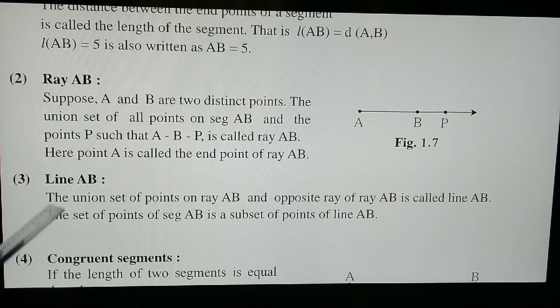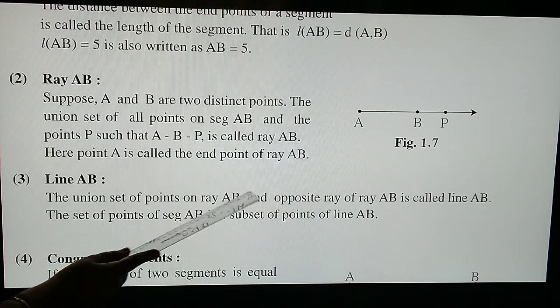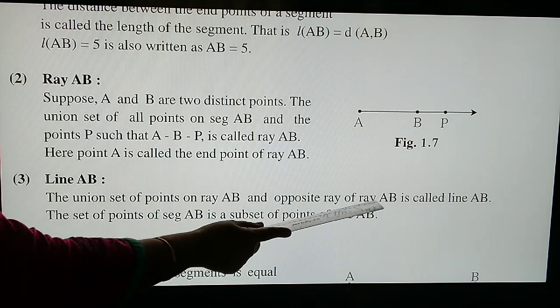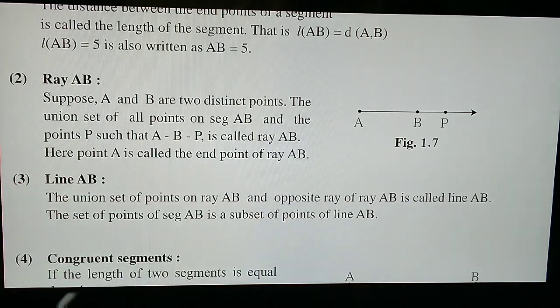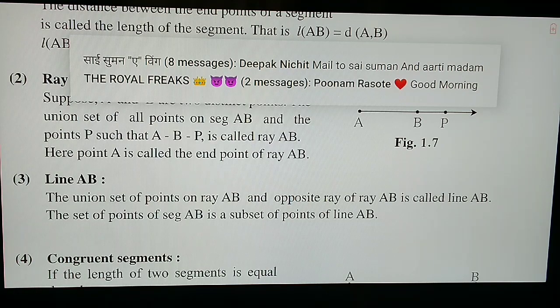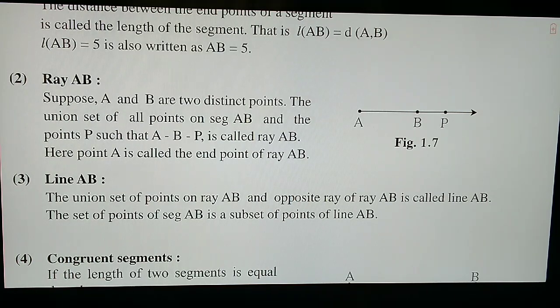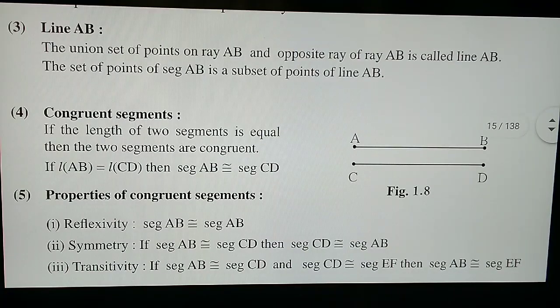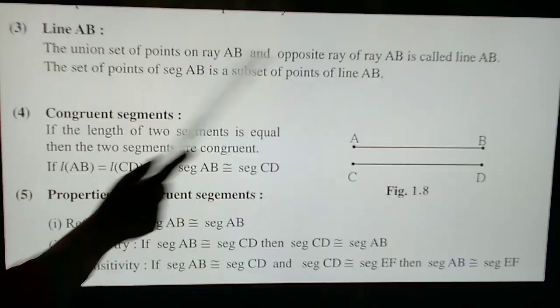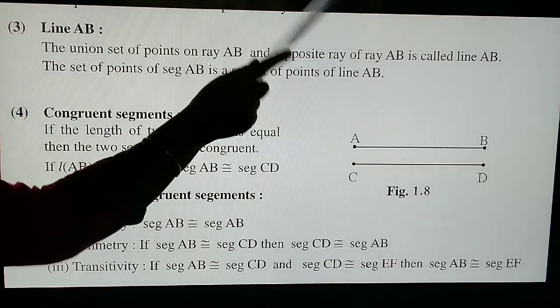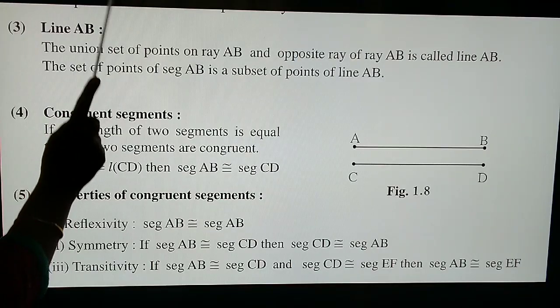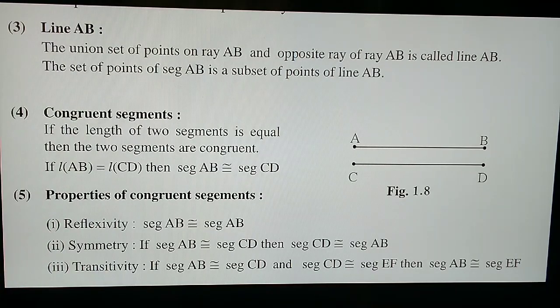Now we see the next, that is the line AB. The union set of points on ray AB and the opposite ray of AB is called the line AB. The set of points of a segment AB is a subset of the points of line AB. A line does not have any endpoint. It goes to infinity in both directions. So we cannot measure the length of a line because a line extends both sides. And a ray also extends one side, so we cannot measure the length of a ray or the length of a line.